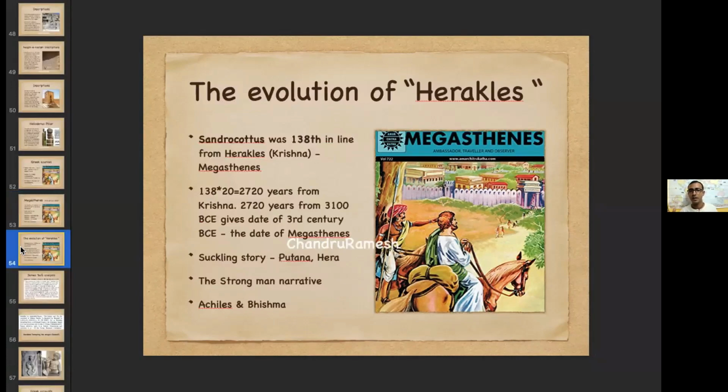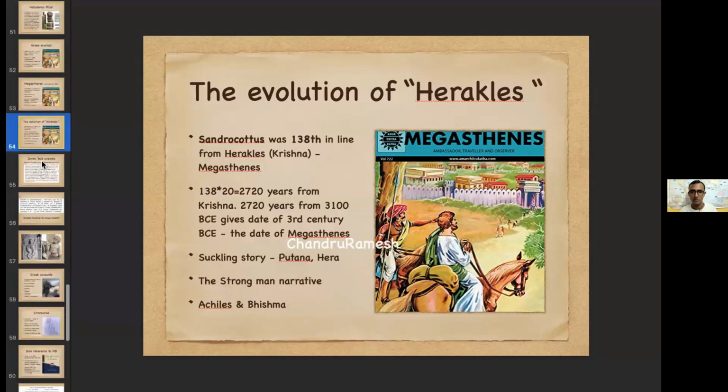He says that Sandrakotas, the king who is ruling currently, is the 138th king in the line from Heracles. Now, Heracles is a Greek god. He will be in Greece. What has he to do with India? Basically, he is giving an indirect chronological tradition from Heracles to Sandrakotas, Heracles to Chandragupta. There are many technical details which I will not go into today.